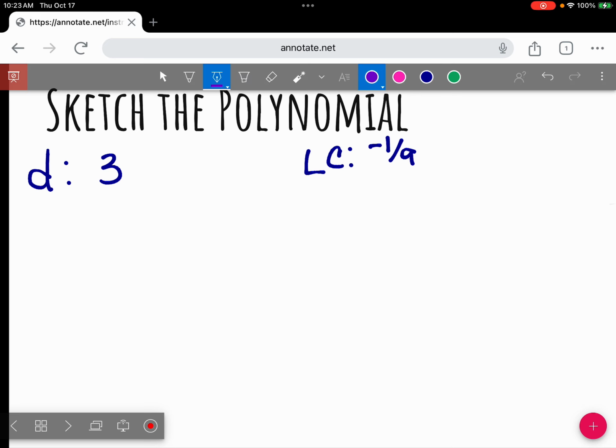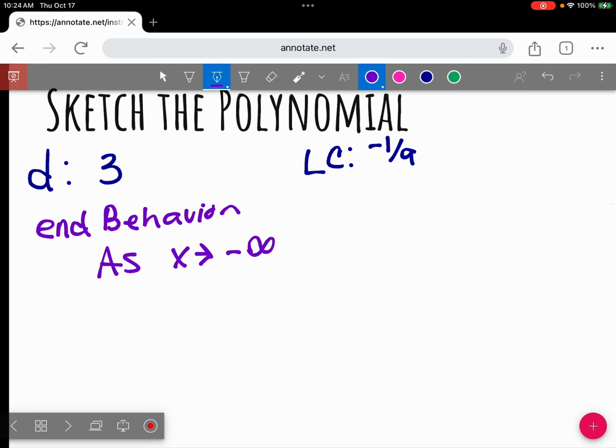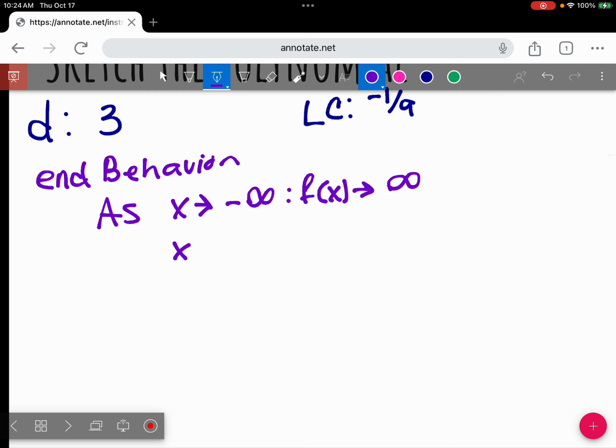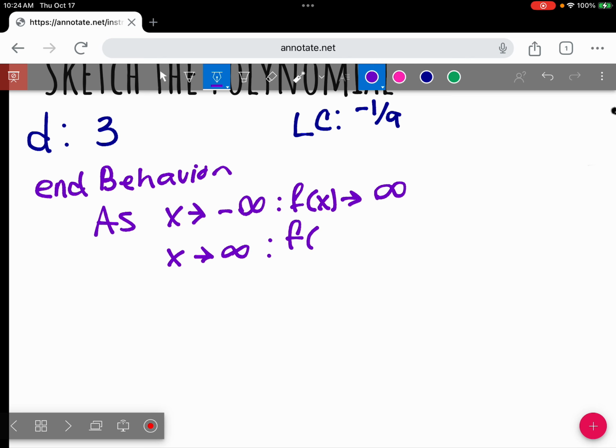So what is our end behavior? As x approaches -infinity, what happens to f of x? F of x approaches +infinity because we are an odd function this time. So we're going to have alternate arrows. What about as x approaches +infinity? F of x will approach -infinity.